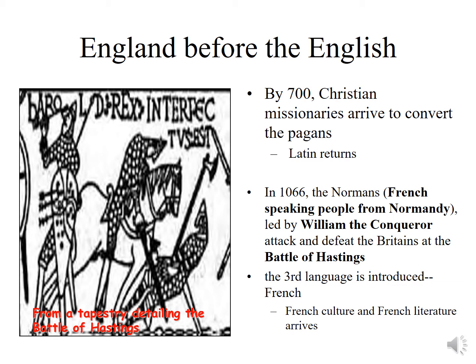Now, by roughly the year 700, Christian missionaries arrived in England to convert the pagans to Christianity. And the language of the Christian church is Latin. So if you're taking notes, and please do, you should have kind of like a timeline with the different impacts, the different roots of the languages coming in.